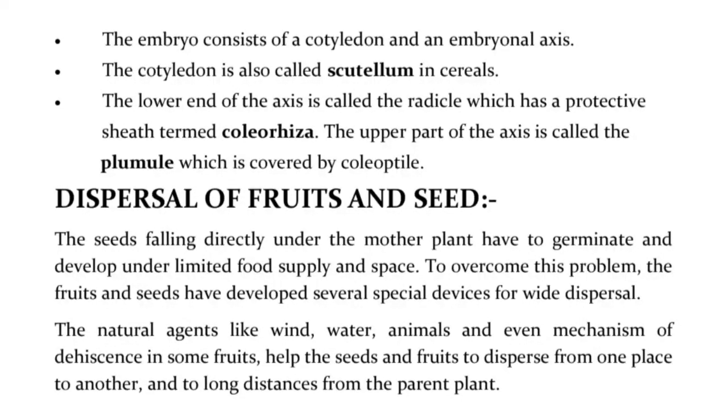Dispersal of fruits and seeds. The seeds falling directly under the mother plant have to germinate and develop under limited food supply and space. To overcome this problem, the fruits and seeds have developed several special devices for wide dispersal. The natural agents like wind, water, animals and even the mechanism of dehiscence in some fruits help the seeds and fruits to disperse from one place to another, and to long distances from the parent plant.